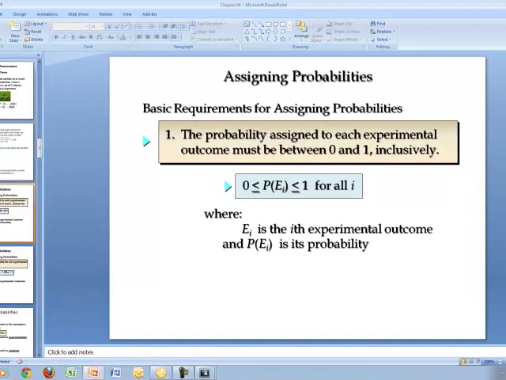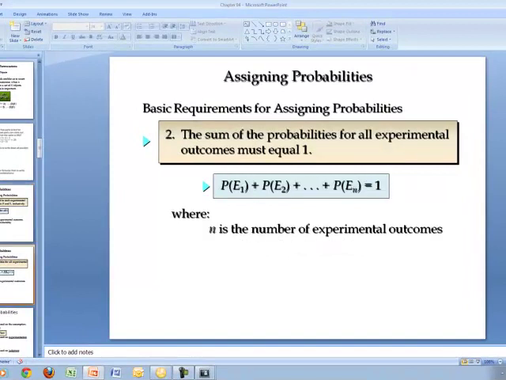Second, the sum of the probabilities for all outcomes must equal 1. For instance, if the probability of heads is 1/2, the probability of tails is 1/2. Hence, the sum of the probabilities will be 1.